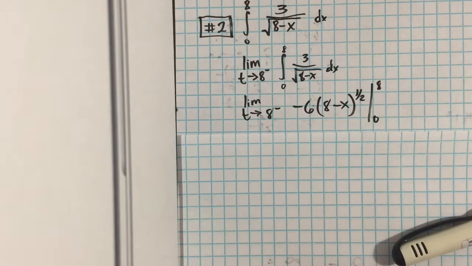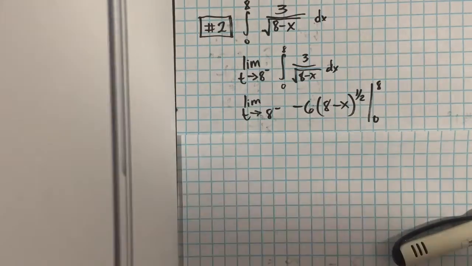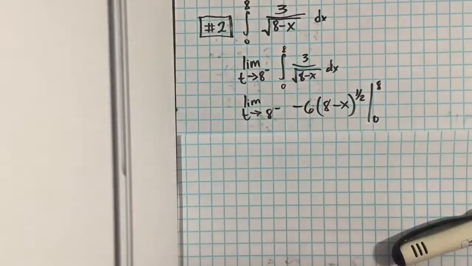For practice problem number 2, we have 3 over the square root of 8 minus x, or 3 times 8 minus x raised to the 1/2 dx from 0 to 8. Now, number 2 is a type 2 improper integral because the function is discontinuous at x equals 8.